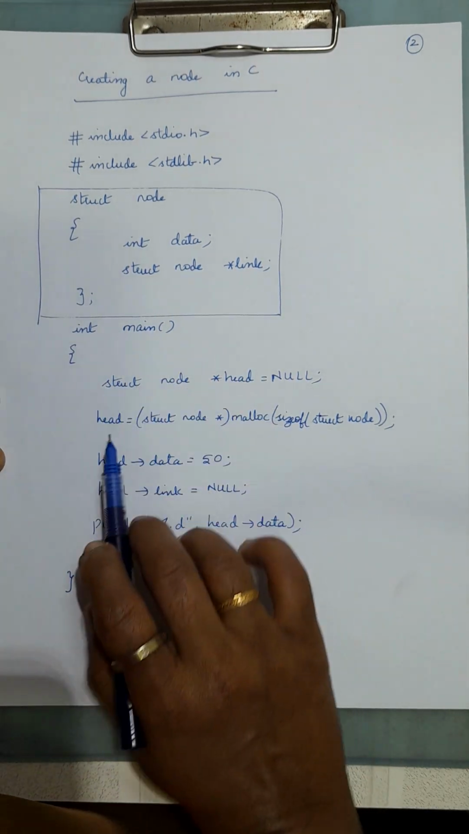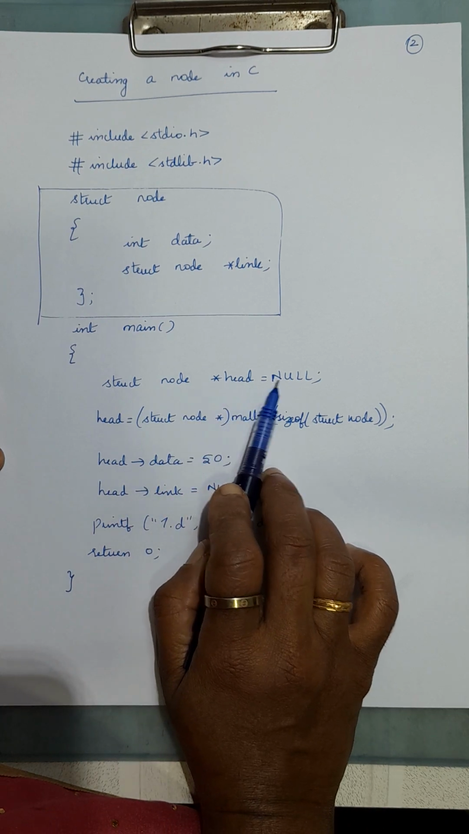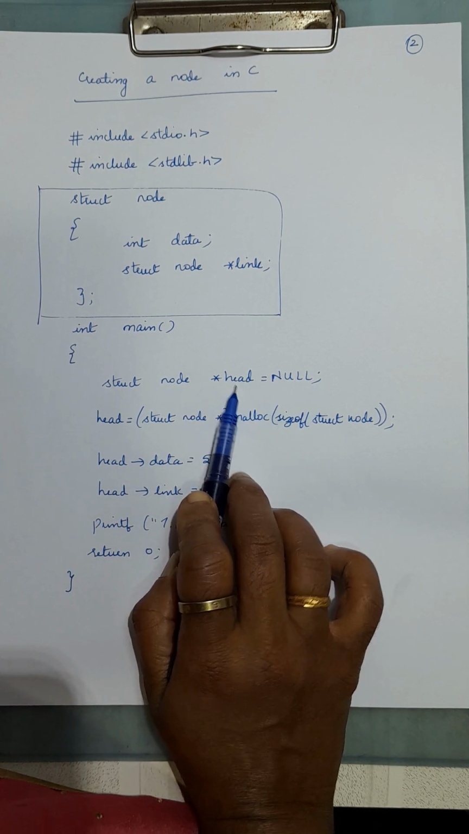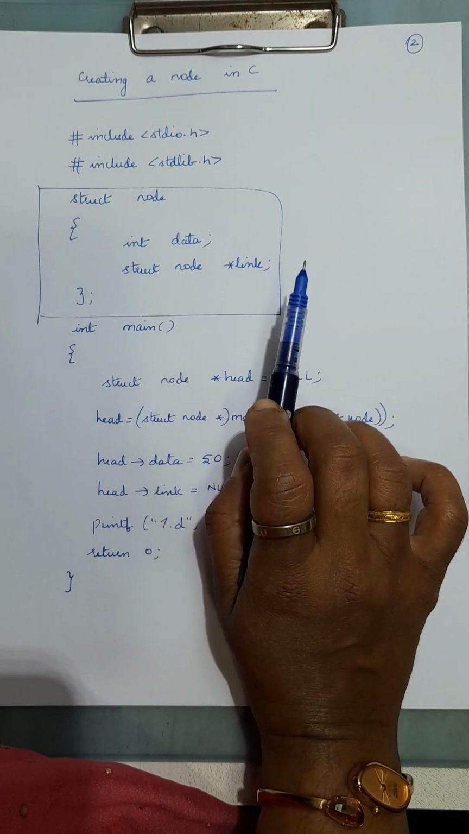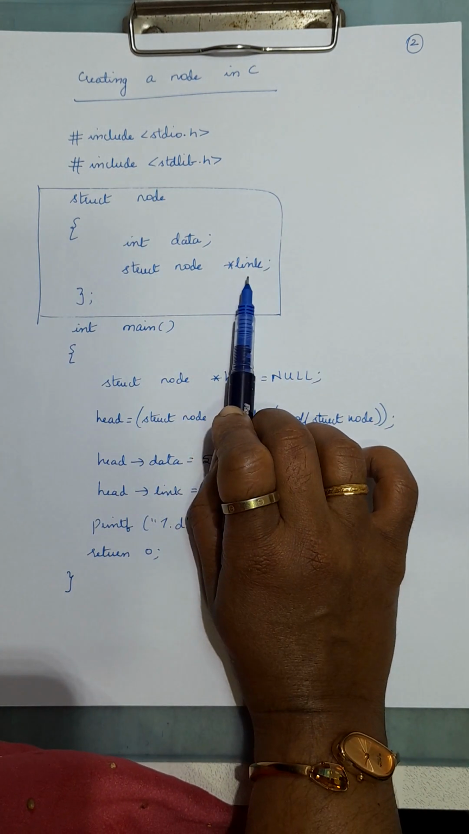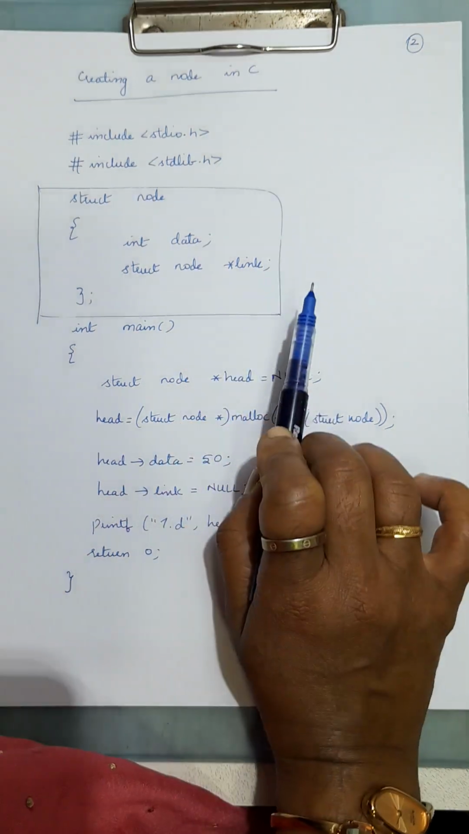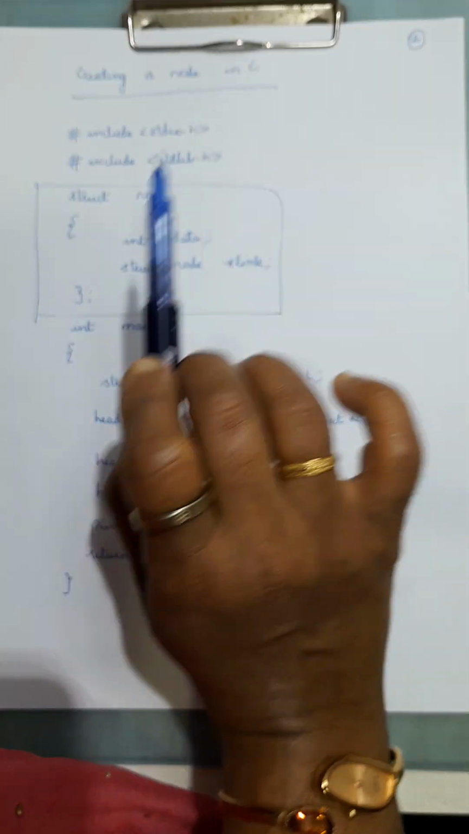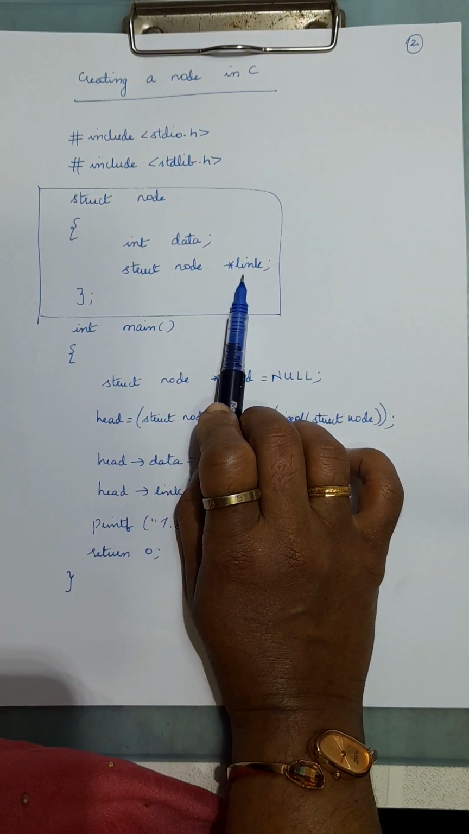Got it? After that, coming here, struct node star head is equal to null. There's one more pointer. If you observe here, there are 2 pointers. One is within the structure. I told you for a singly linked list, there should be only one link which is kept within the structure. Next, this is to create a link from one node to another node. To provide the link between one node and another, I am using this particular pointer link.